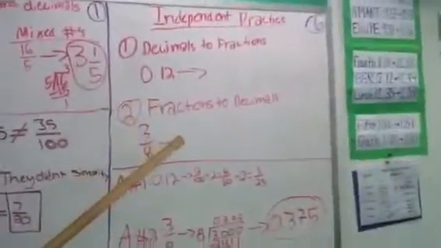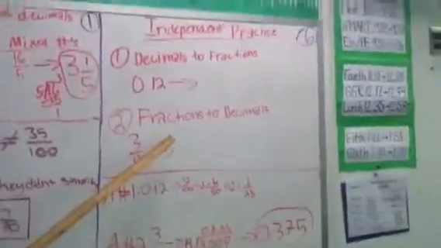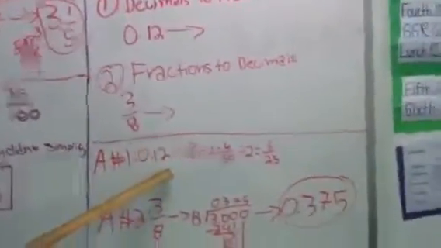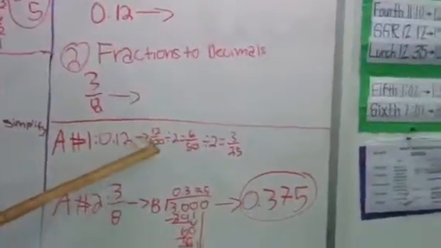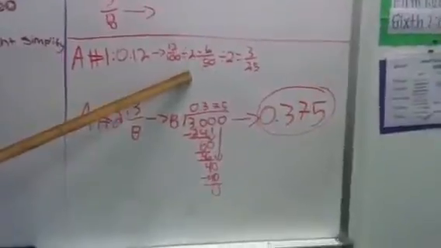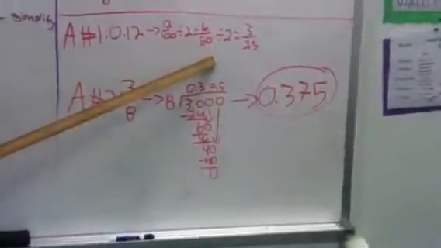Okay, welcome back. Here we are converting 0.12 to a fraction. So what you do first is put 12 over 100 as a fraction, and then we simplify it. We can simplify 12 over 100 by 2, and that equals 6 over 50. Then we divide that by 2, and that is 3 over 25.